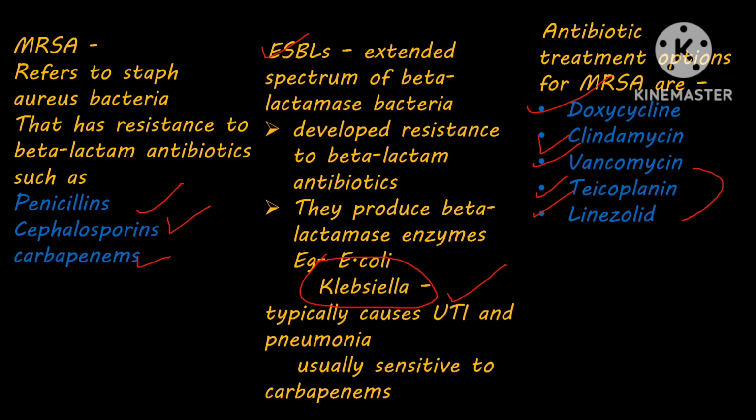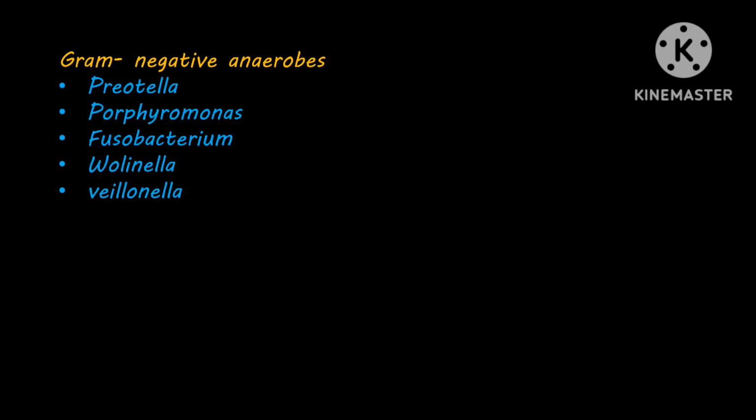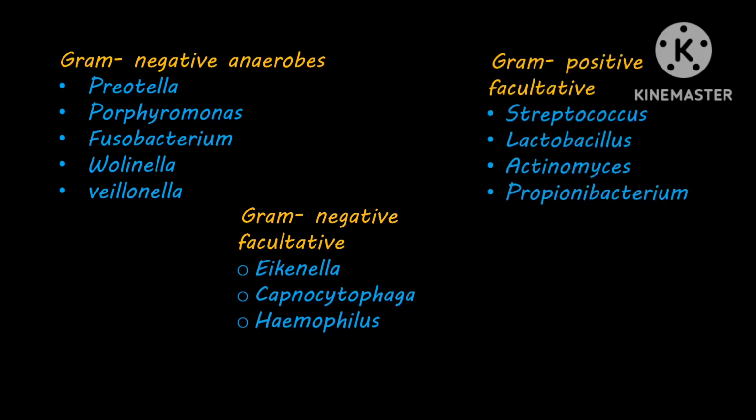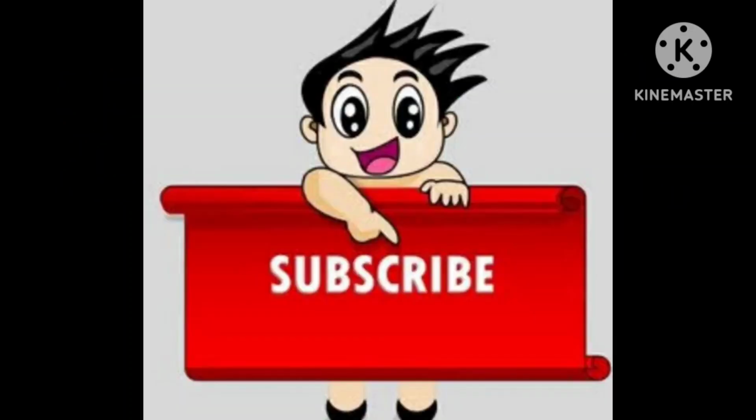And next, the gram negative anaerobes. First one is Prevotella and Porphyromonas, Fusobacterium, Veillonella, and gram negative facultatives Eikenella, Capnocytophaga and Haemophilus, and gram positive facultatives Streptococcus, Lactobacillus and Actinomyces and Propionibacterium, nothing but Cutibacterium, which causes acne vulgaris.